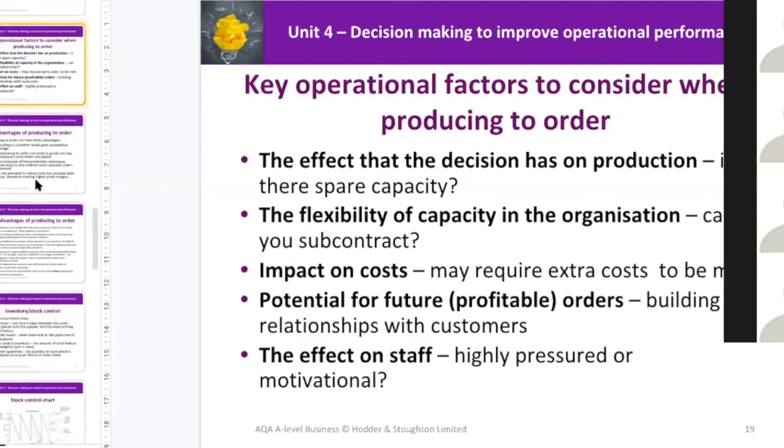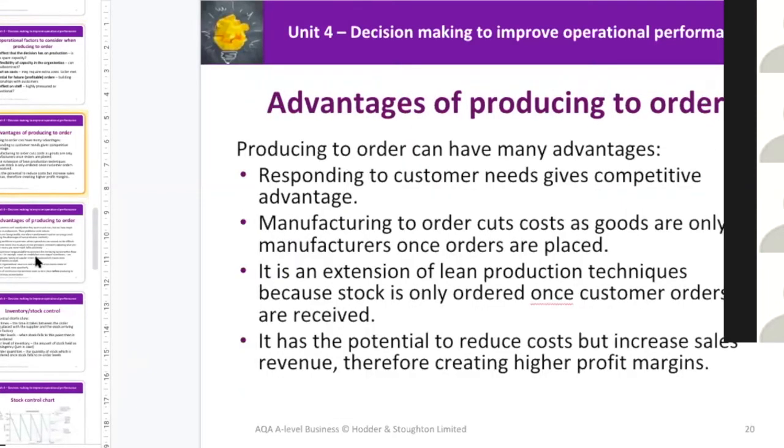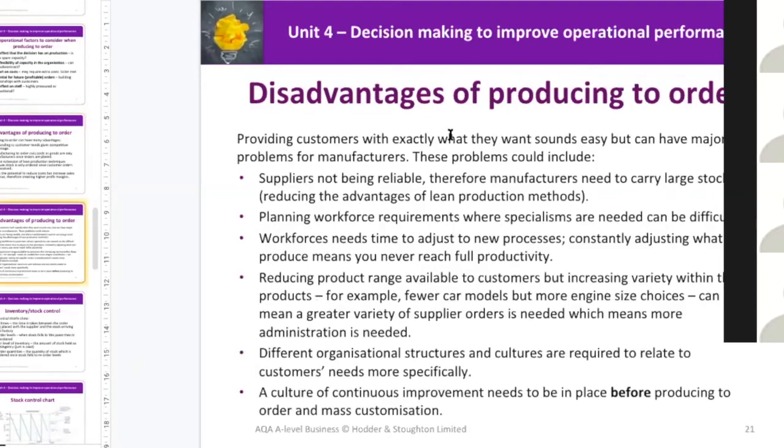Okay, so these two slides, I'm going to leave it to you to read. Some benefits, some drawbacks of producing to order. So basically, we just talk about some of them. The cost, the employees, did you make your decision based on the future potential if you're getting another order from him? Yeah.